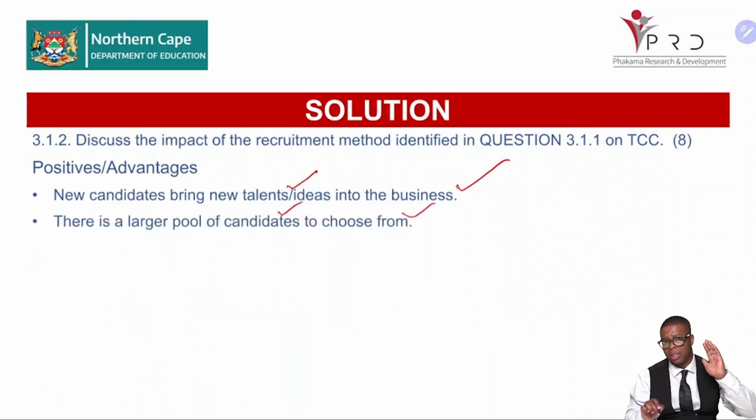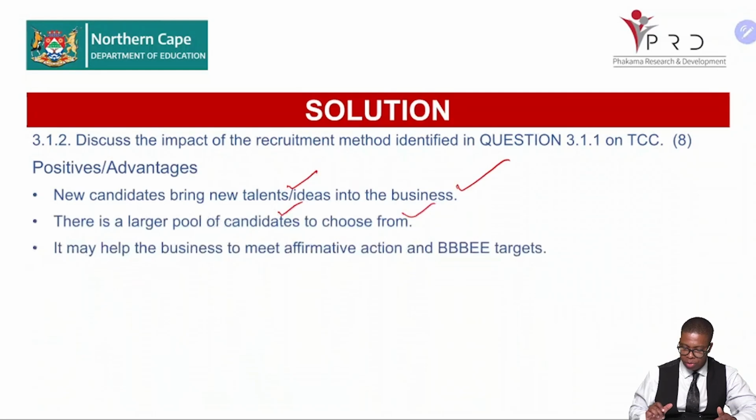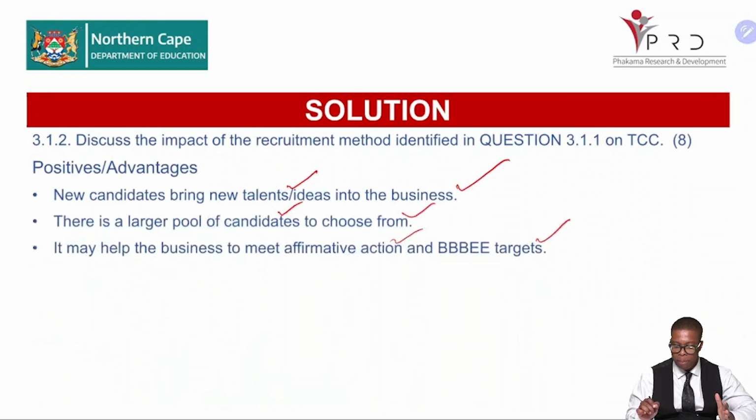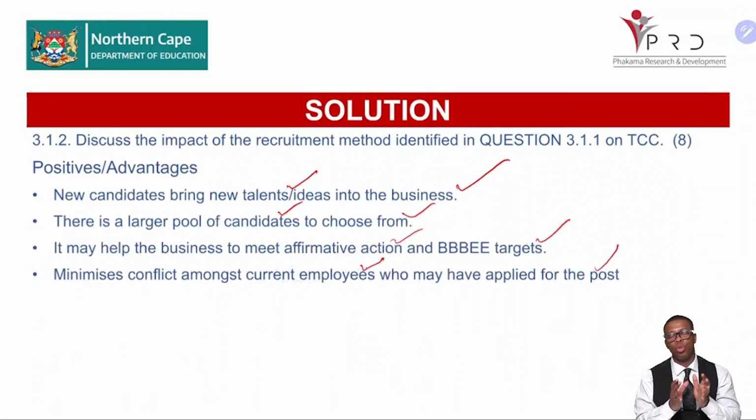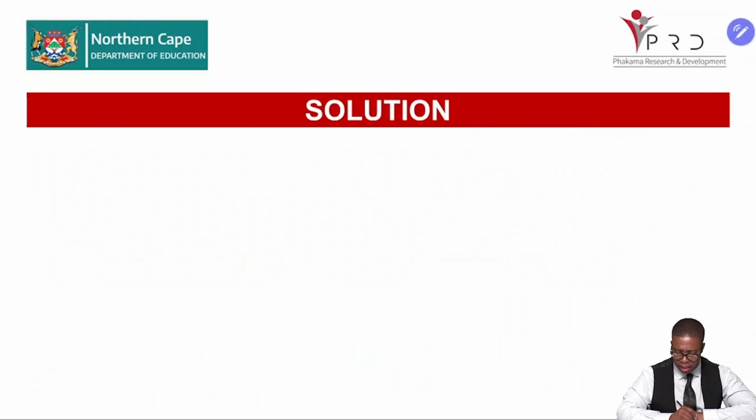As I said, when the business is considering external recruitment, they are going to have a larger pool of candidates applying for the position, meaning there's more talent from outside. Hence, we say there's a larger pool of candidates to choose from. It may help the business to meet affirmative action and BBBEE targets because they are able to comply with the law in the process of recruiting candidates. Furthermore, it minimizes conflict amongst current employees who may have applied for the post. So it reduces conflict between the employer and the employee.